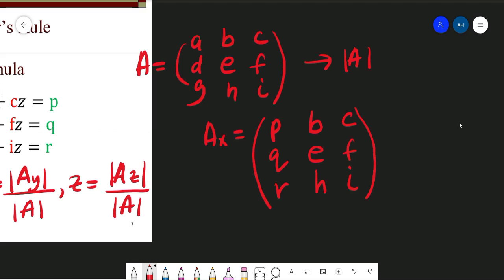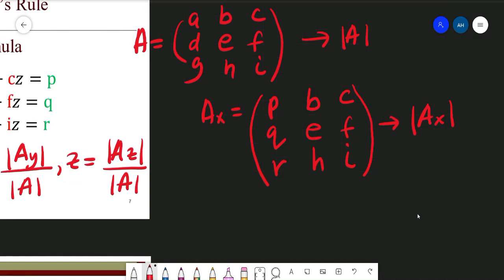Can we find what is the determinant of matrix AX? Of course we can, by referring to the example that I showed you in example number 2. By using 3 arrows downward and then 3 arrows upwards, then we subtract whatever the product and the sum of it. Okay, we can find the determinant of AX.